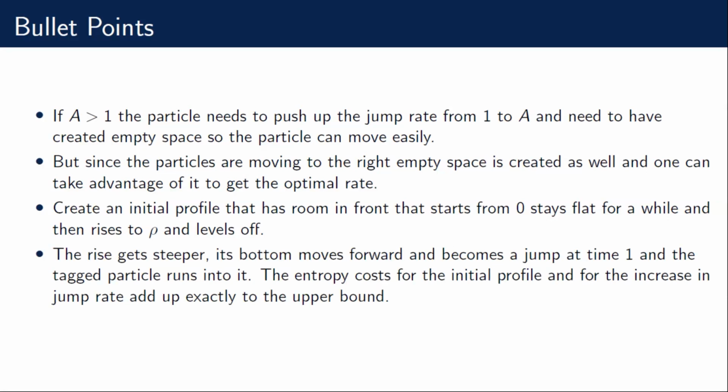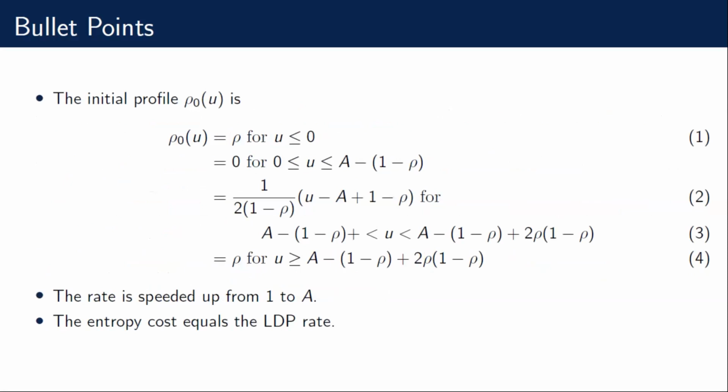So the way it turns is the angle at which it rises sort of twists around and becomes vertical. And that's how the... so you can write down what the initial profile is, and the rate is to be speeded up from 1 to a, and they all have entropy cost. You can compute the entropy of changing the initial profile and changing the speed, add the two entropy, and it's exactly equal to the large deviation rate you had before.